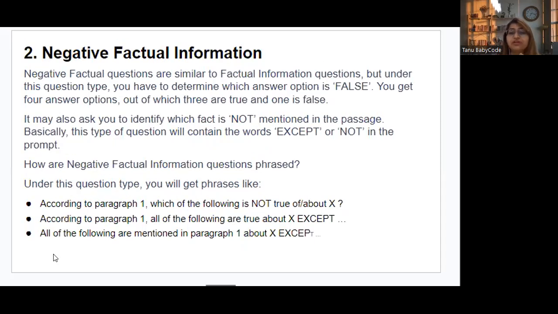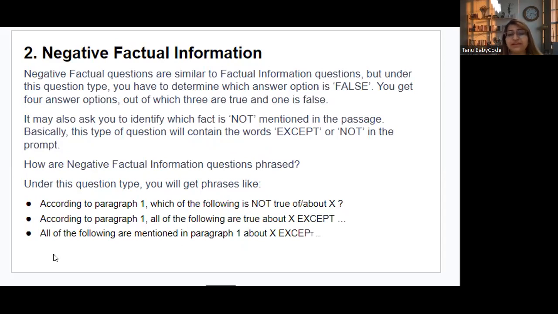Negative factual information is similar to factual information, but in this type of question you have to determine which answer option is false. So you get 4 options, out of which 3 will be true and 1 will be false. It may also ask you to identify which fact is not mentioned in the passage. Basically, this type of question will contain the words except or not in your prompt.